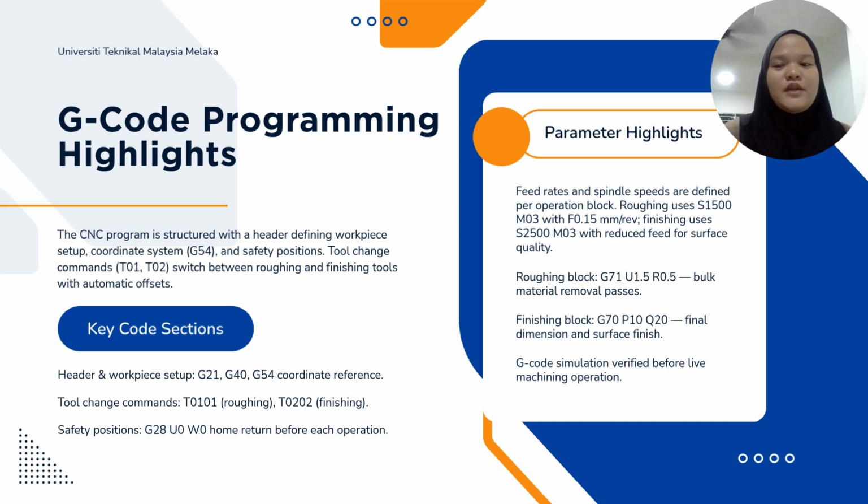On this slide, I will explain the G-code programming highlights. First, the program starts with the header section, where G21 sets the unit to millimeters, G40 cancels tool compensation, and G54 sets the work coordinate system.